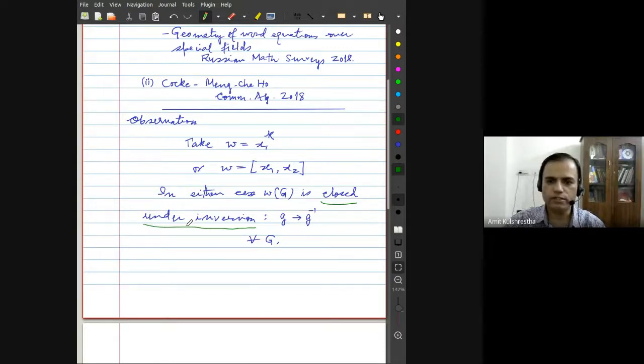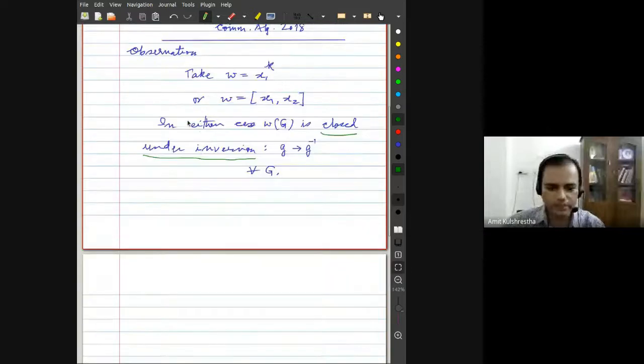And what the work of Koke and Meng Che Ho seems to be indicating is that the phenomenon is quite rare but not much is known about it. So we recall that word images were closed under taking automorphisms. And of course, the identity belongs to the images. But inversion is something which is not there in general. But if you observe lots of examples, you'll hardly find examples where the image is not closed under inversion. So that is something curious.